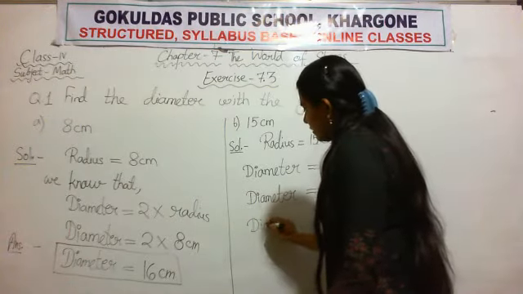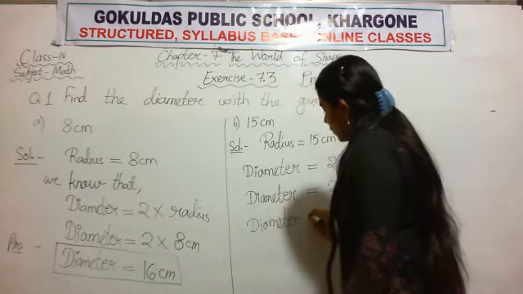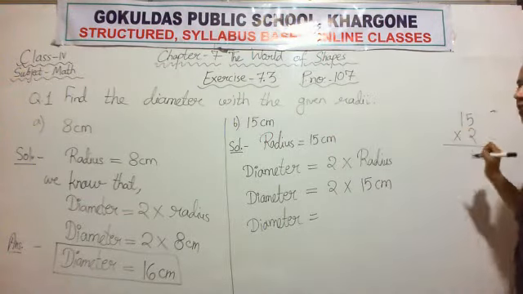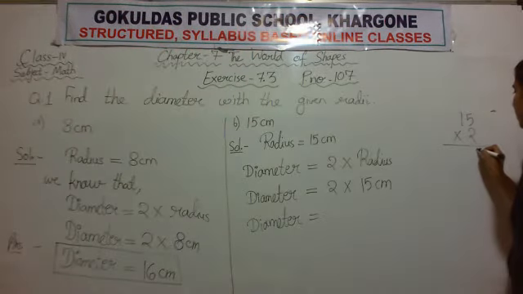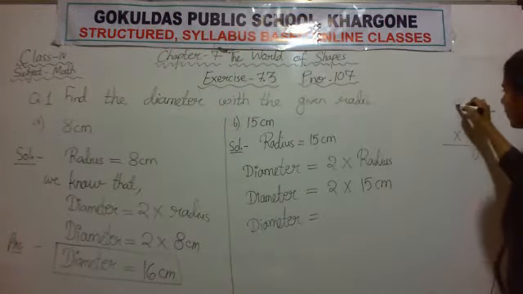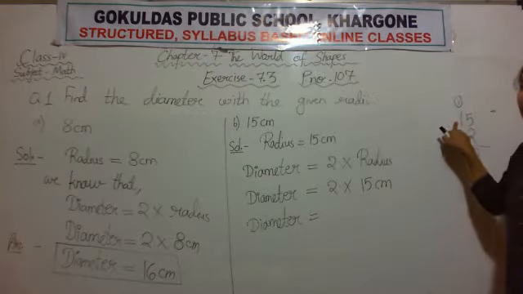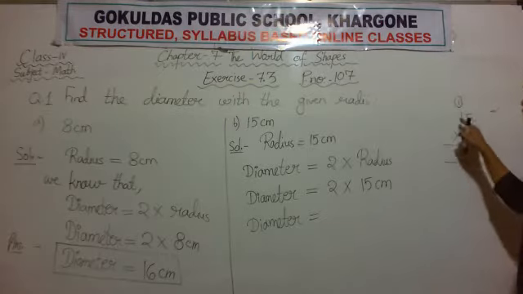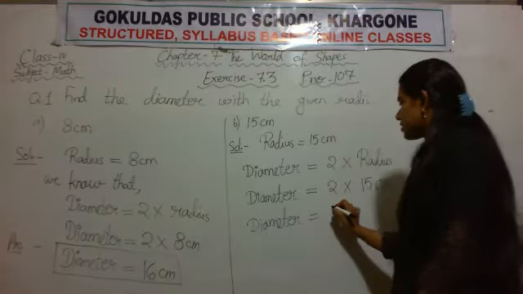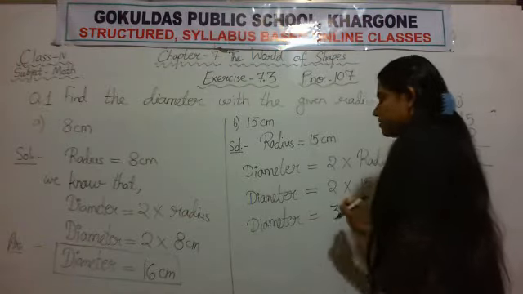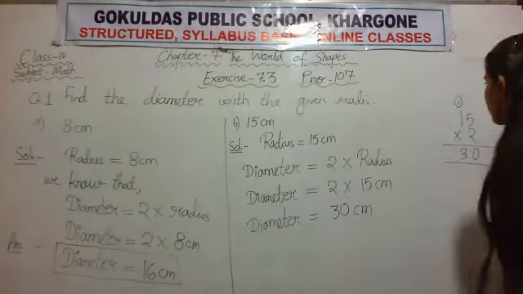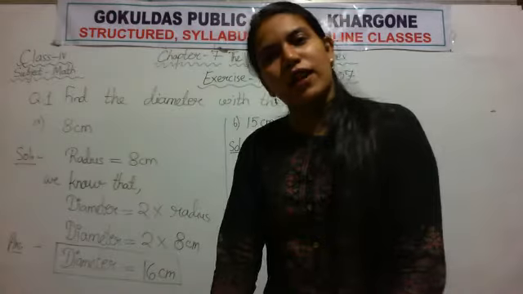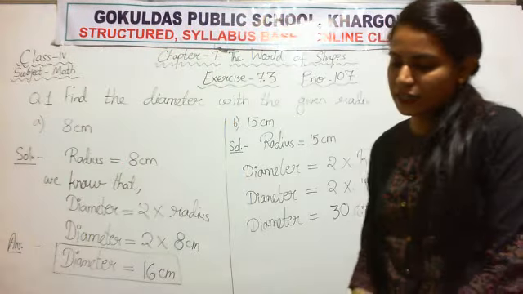Now diameter is equal to 2 into 15. In rough work you can arrange both the numbers column wise and multiply. 2 fives are 10. So 0 we will write here and 1 carry forward. Now 2 will multiply with 1. 2 ones are 2 and 1 carry. So 2 plus 1 is 3. 30. Our result is 30 centimeter. So our diameter is 30 centimeter. So by using the formula we can find the diameter. Now let us find for C.